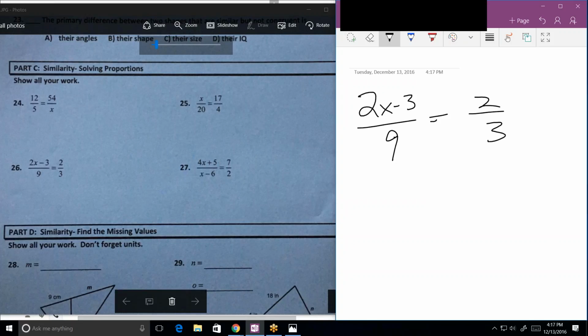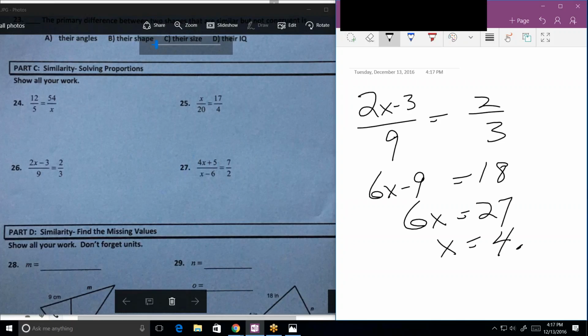So I know that 2 times 9 equals 18, and then 3 distributed among 2x minus 3 equals 6x minus 9. So I get 18 equals 6x minus 9. I added 9 to both sides, got 27 equals 6x, divided by 6, x equals 4.5. Notice how many steps that is.